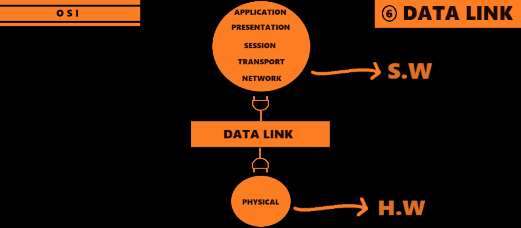Next layer we have in the OSI model is the data link layer. It's called the link layer because it connects the software layers, which are the upper layers, with the hardware layer, which is the physical layer. For this reason, it is divided into two layers: the LLC, which refers to the logical link control, and it contributes to the upper layers, which are the software layers, and the MAC layer, which refers to media access control, and it contributes to the physical layer.